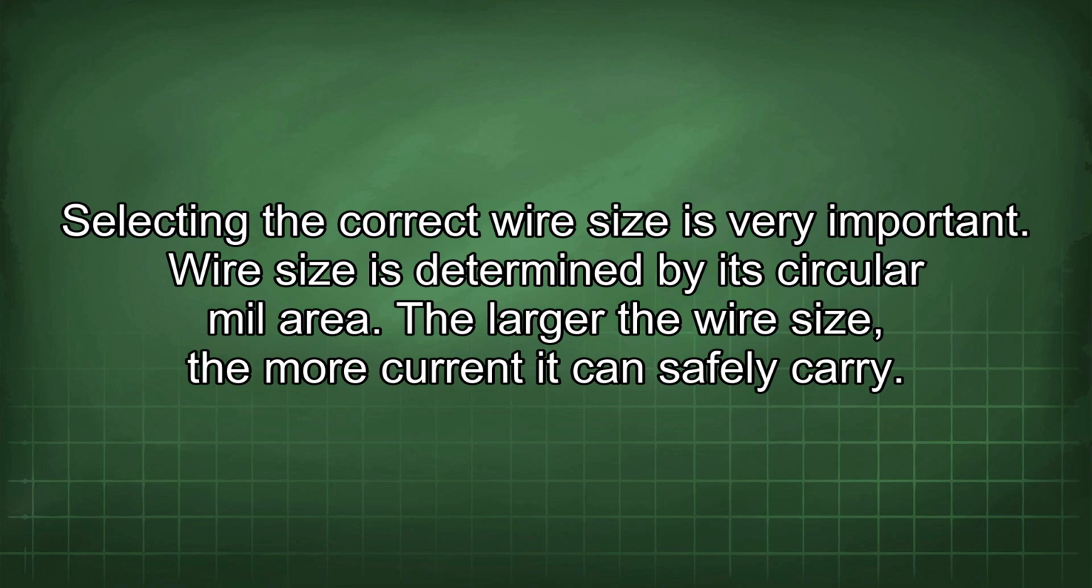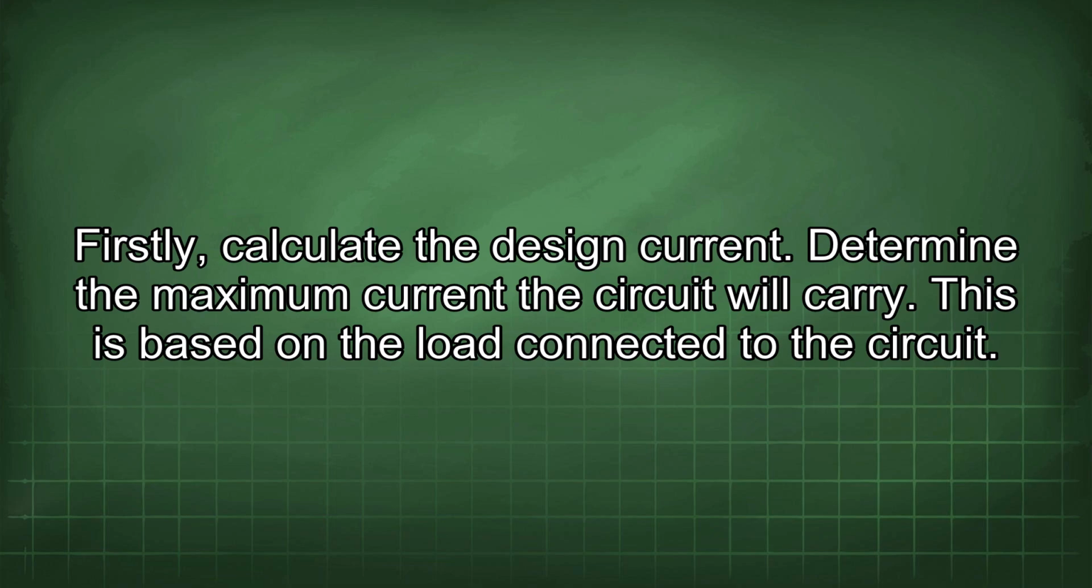Wire size is determined by its circular mil area. The larger the wire size, the more current it can safely carry. Firstly, calculate the design current. Determine the maximum current the circuit will carry. This is based on the load connected to the circuit.